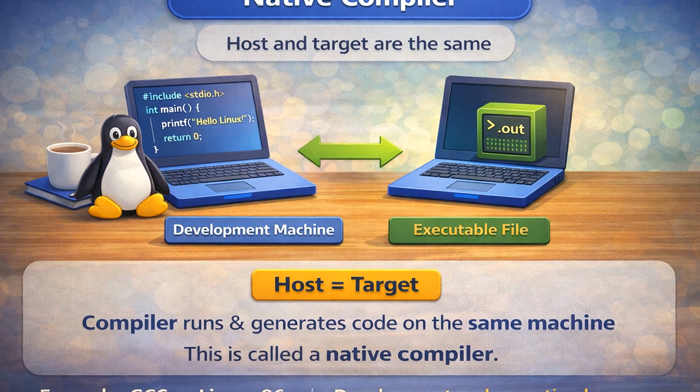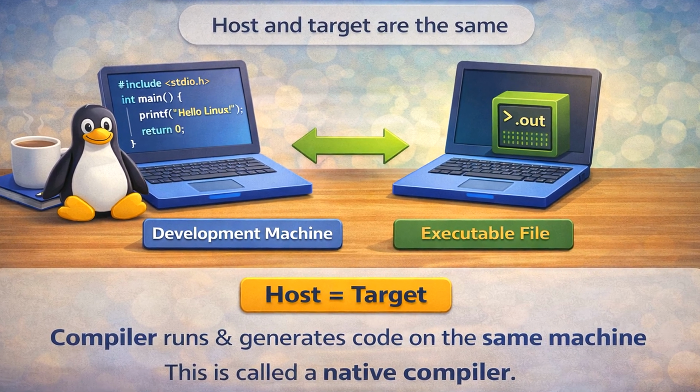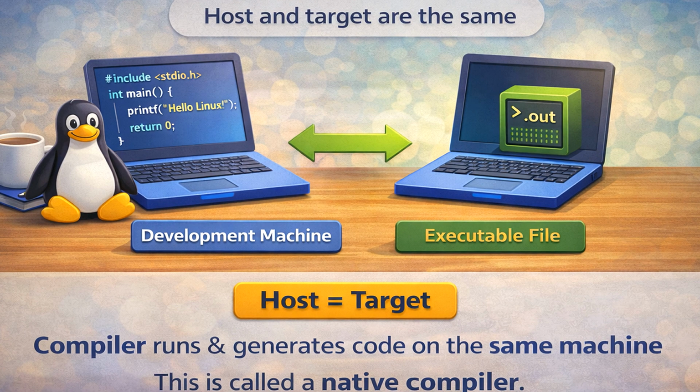A native compiler is a compiler where the host and target are the same. That means the compiler runs on a system and it generates code for that same system. So here, host equals target. For example, the compiler runs on Linux x86. The generated executable also runs on Linux x86. That is called a native compiler. Both host and target are the same, so the program is implemented and executed on the same machine. That is exactly the definition of a native compiler.